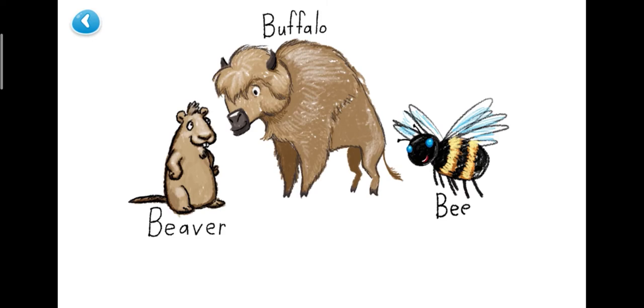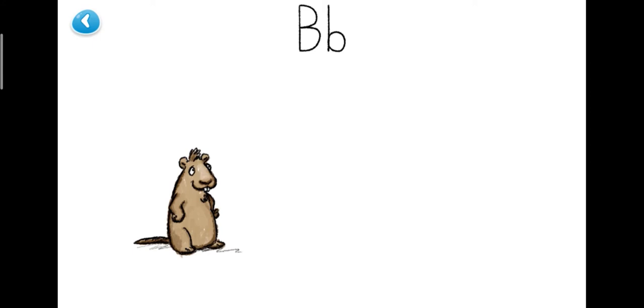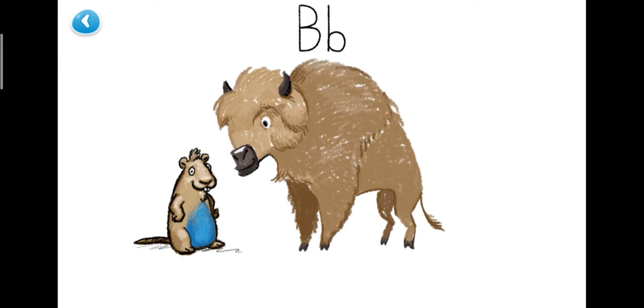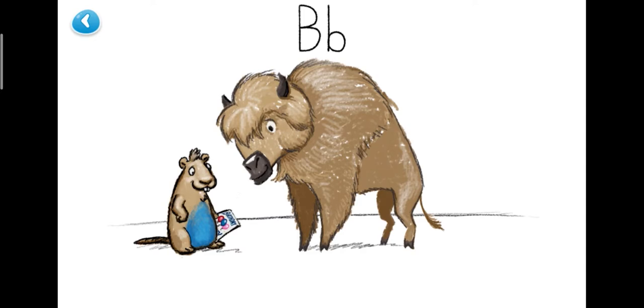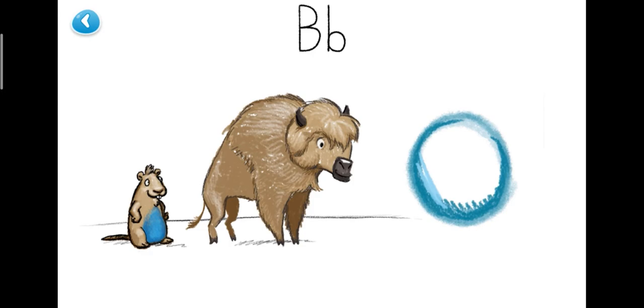Okay, now, here's our story. Once upon a time, there was a beaver named Beverly. She was brown and had a blue belly. And her best friend, Bob the Buffalo, was going to a birthday party together. Then they said, "How do we get there?" Then they come up with an idea. They both could ride in a bubble.